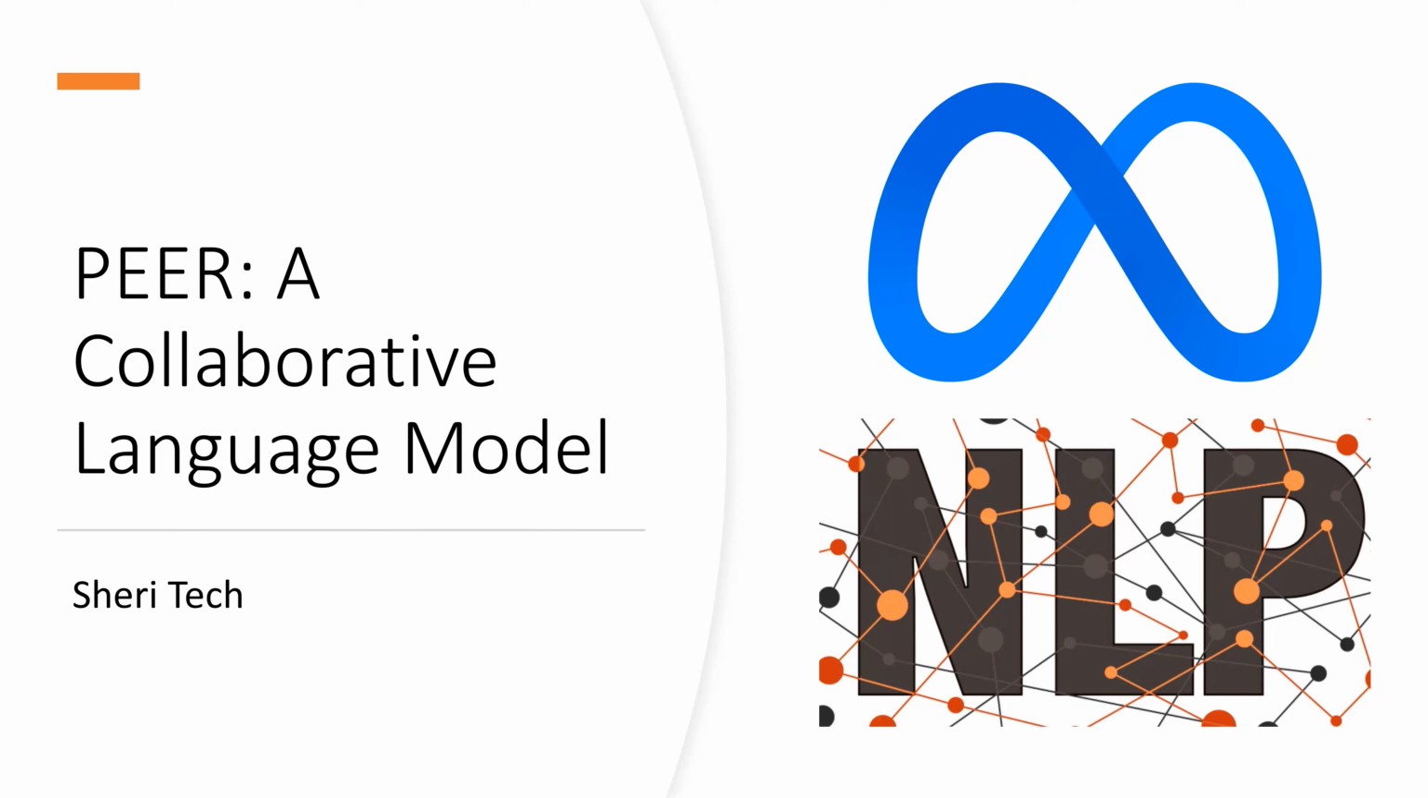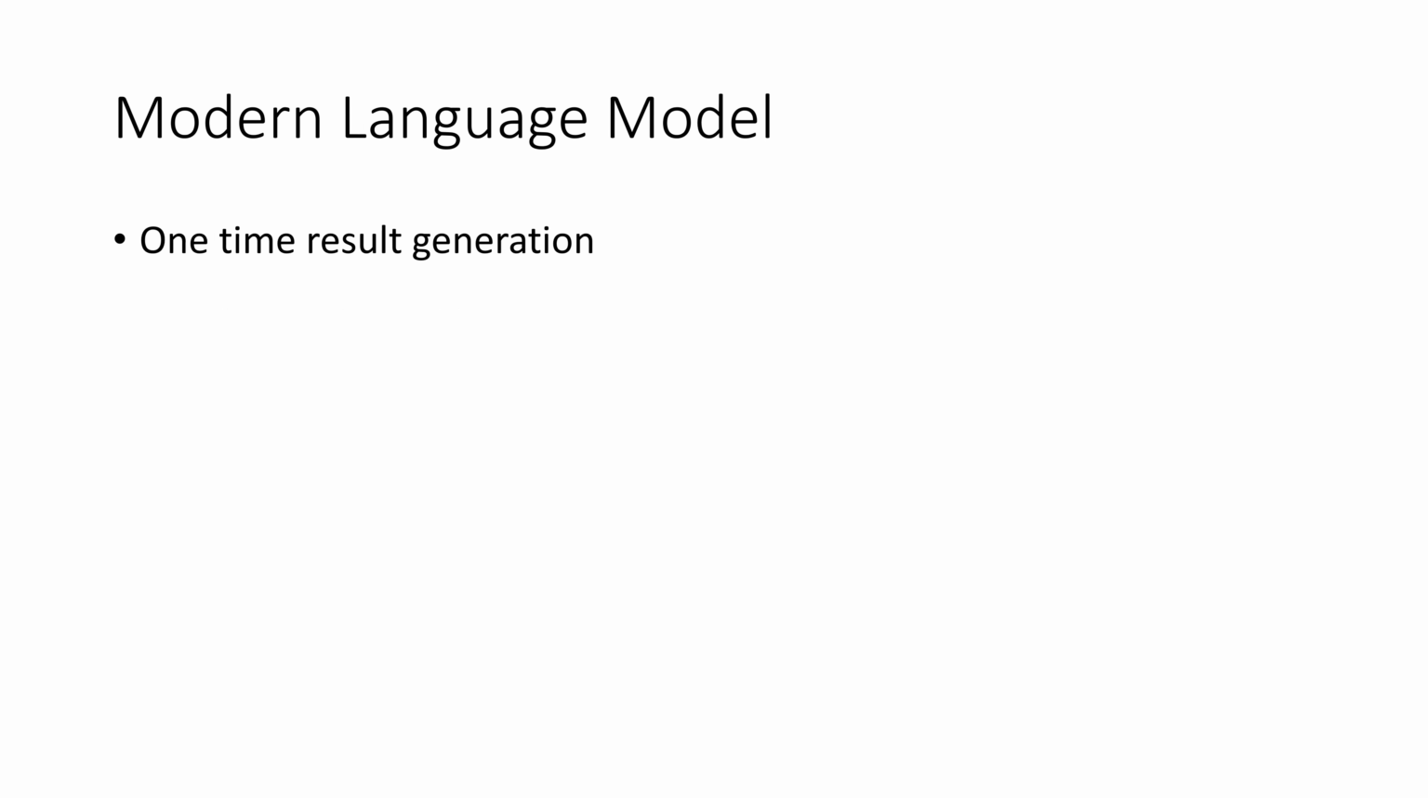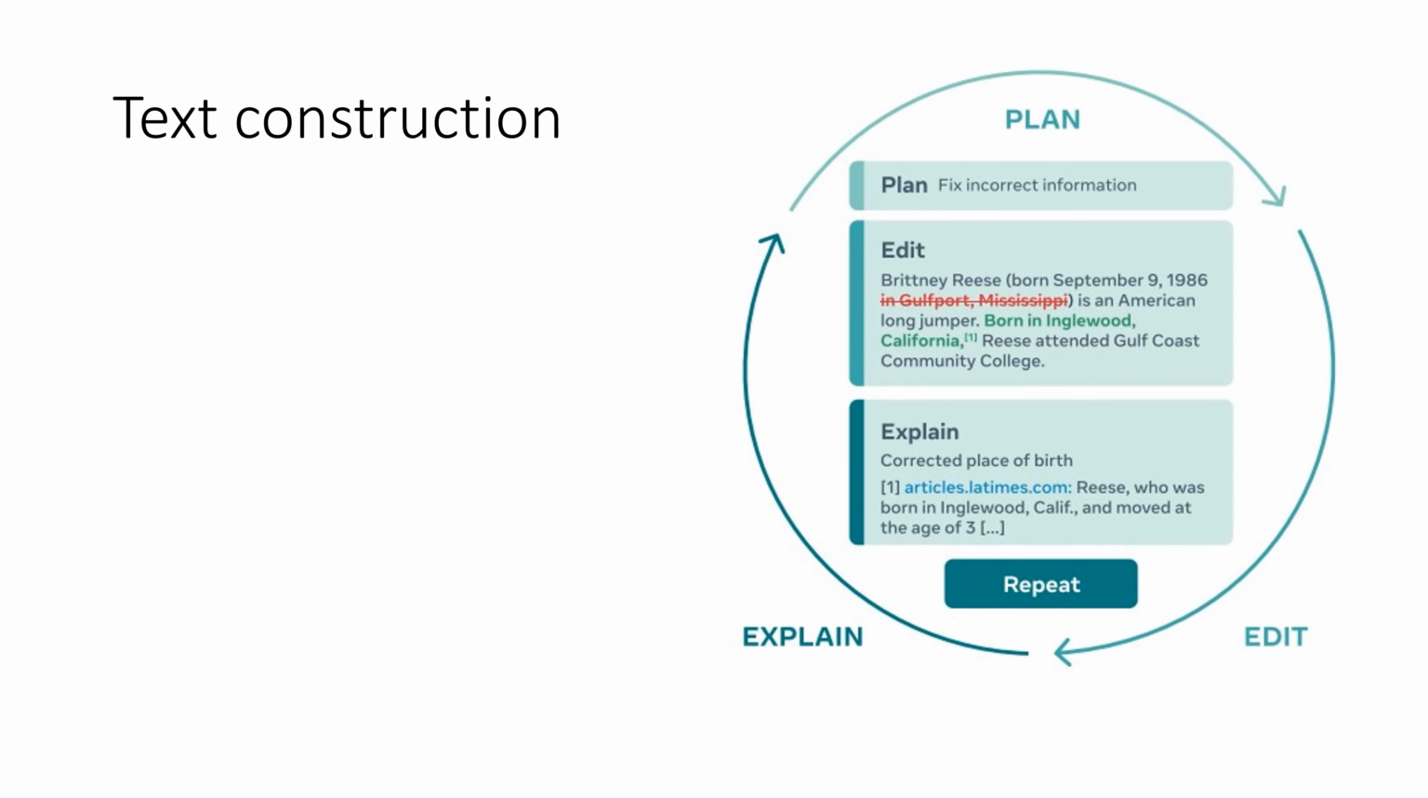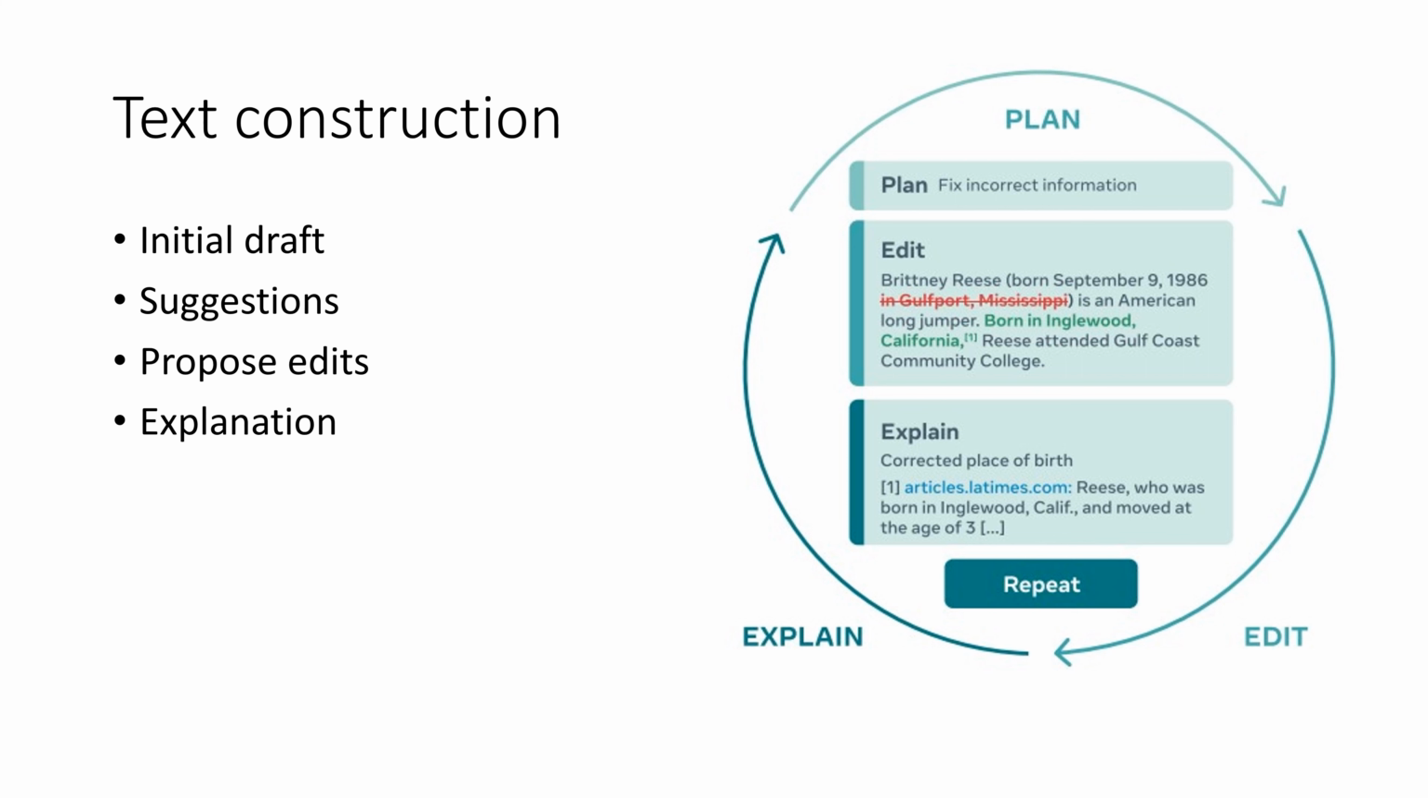This reading session presents a collaborative language model published by Meta and a few other universities. Writing involves a collaborative process. The content usually starts with an initial draft, then asks for suggestions, and repeatedly makes changes. Most of the state-of-the-art language models are trained to generate just the final text. Consequently, they lack several abilities to update existing text, plan updates, and explain their actions. This paper presents a collaborative language model that can write drafts, add suggestions, propose edits, and provide explanations.